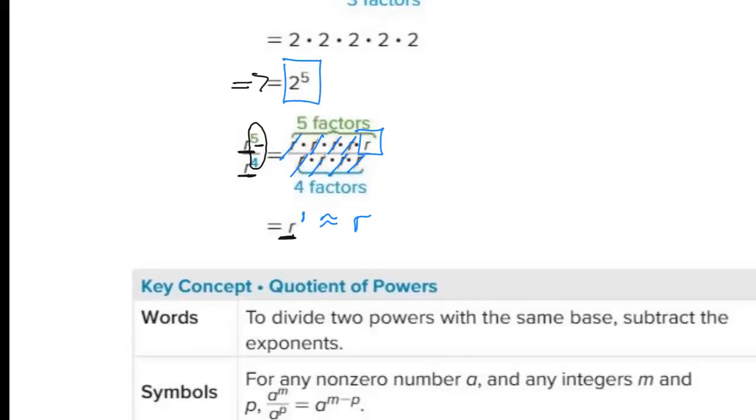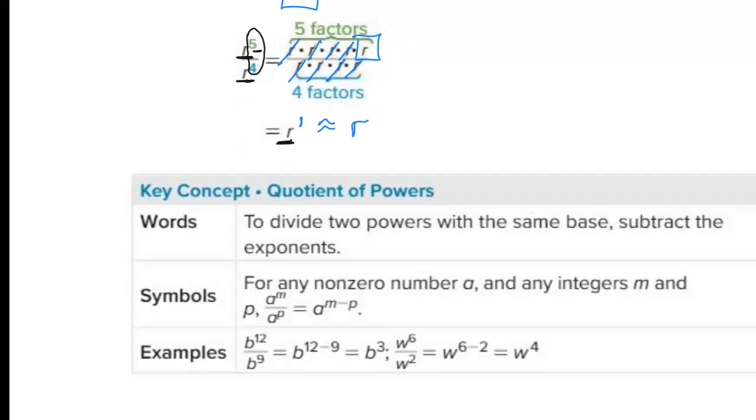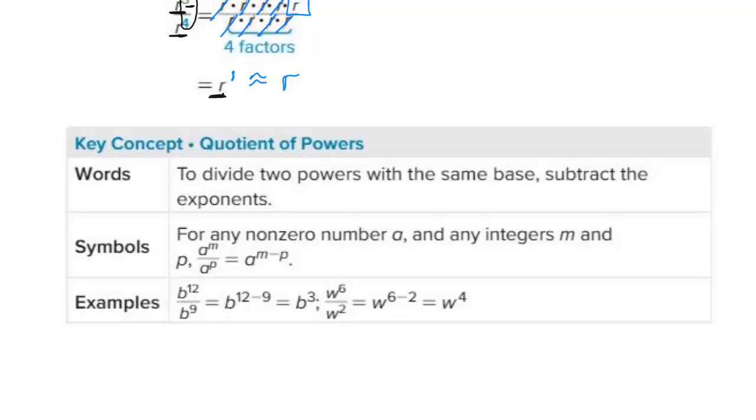So this is just the same as multiplying powers with the same base. We added the exponents. Now we're dividing powers with the same base, so we subtract the exponents. Here it is, right here. To divide 2 powers with the same base, keep the base and subtract the exponents. That is the key phrase. Might want to circle it. To divide 2 powers with the same base, keep the base, subtract the exponents.